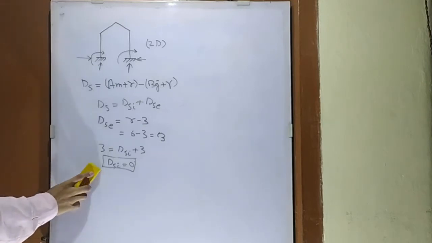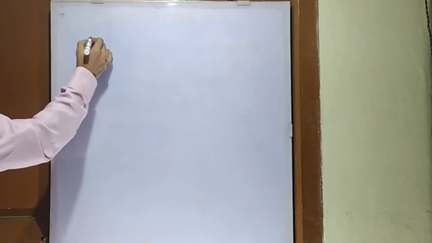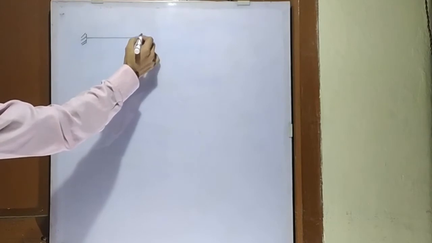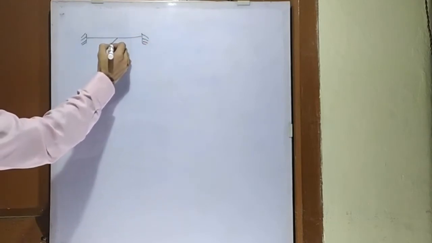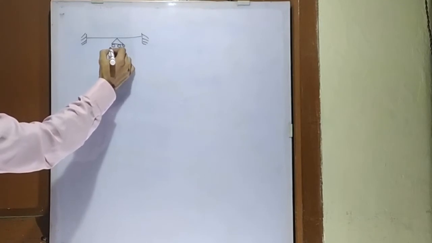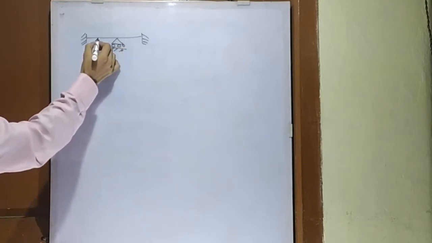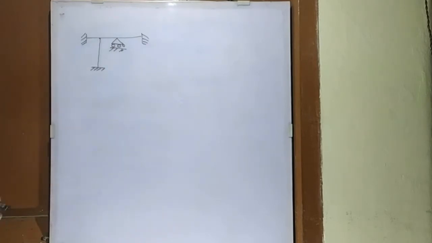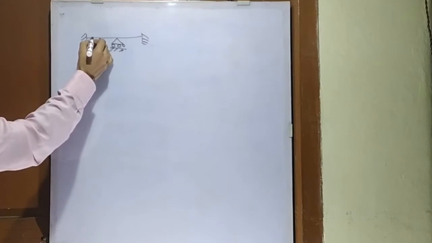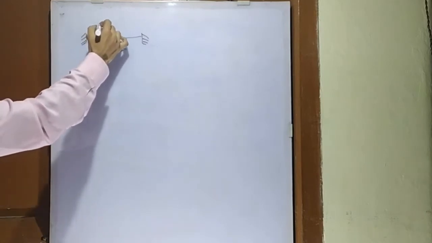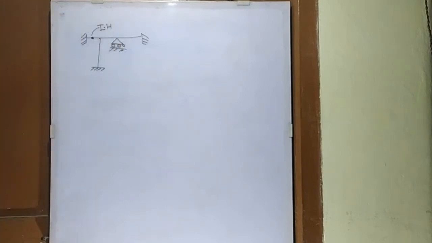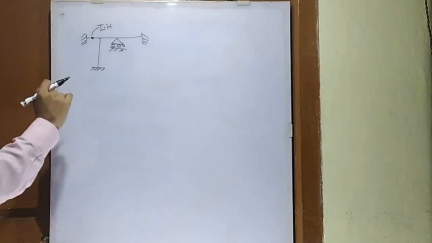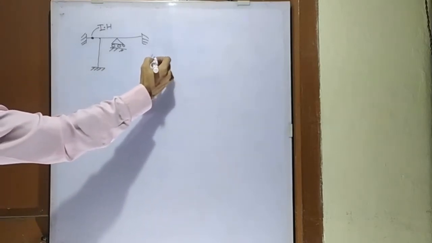Now we will move on to our next example. We will take a very simple example. This is a fixed joint and here the other joint is also fixed, and at this point there is a roller support, and here there is another member connected at this point, and at this point there is a hinge. What is this? This is an internal hinge. Now if you want to find out the degree of static indeterminacy of this frame, and this is a 2D case.